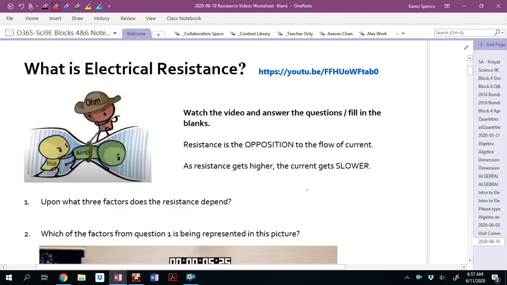Okay, so here is the answer key to that worksheet that I promised you. Resistance is the opposition to the flow of current, and as the resistance gets higher, the current goes slower.